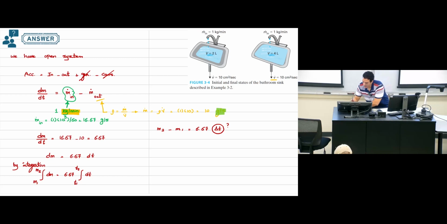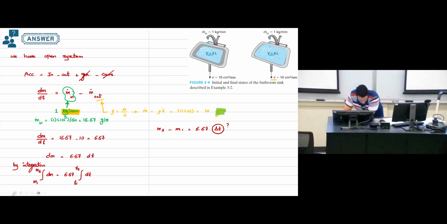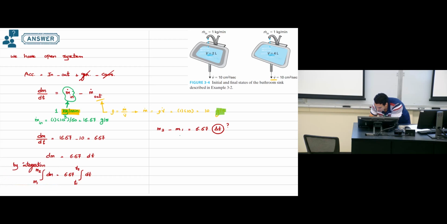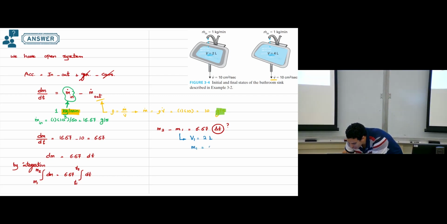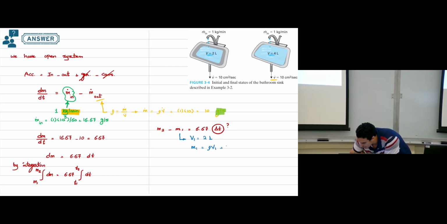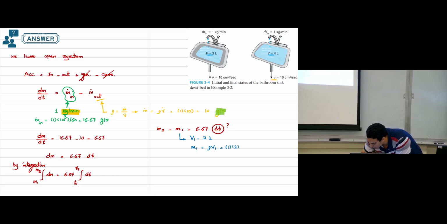But I have no idea what the mass is. I know that the initial volume is 2 liters, but I don't know the mass. So I can convert mass to volume. M1 will be rho times V1. In terms of the units, density is 1 gram per centimeter cube, and volume is 2 times 10 to the power 3, to convert liter to centimeter cube. If you did this calculation, the initial mass will be 2000 gram.